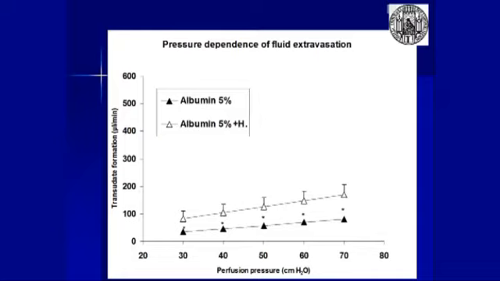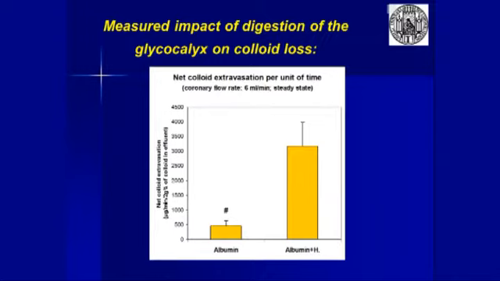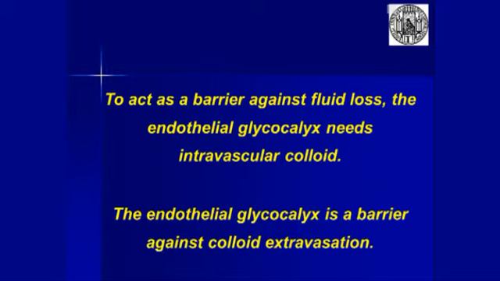And this effect was partly, but not completely, lost after destruction of the glycocalyx. Here you see an extremely low scatter. Destruction of the endothelial glycocalyx also significantly increased the colloid loss per unit of time across the endothelial barrier in these experiments. So the facts up to now are: firstly, the endothelial glycocalyx needs intravascular colloid to act as a second barrier against fluid extravasation, and secondly, it prevents colloids from leaving the vasculature.